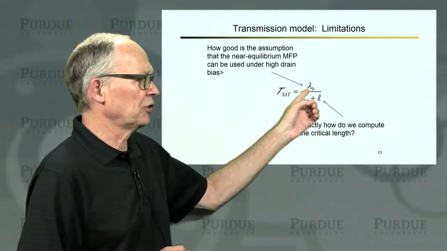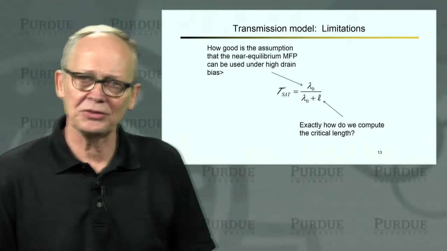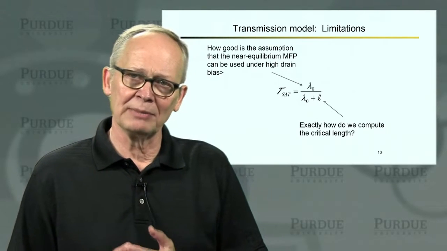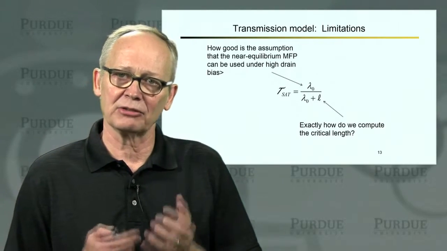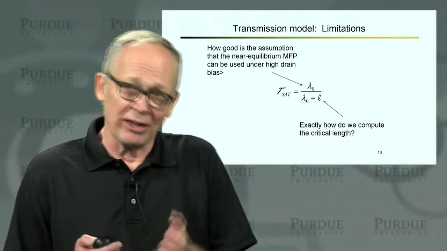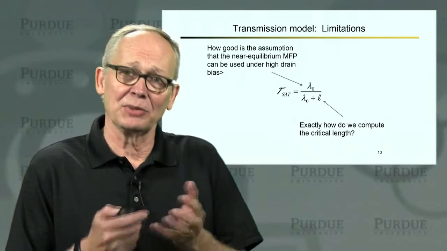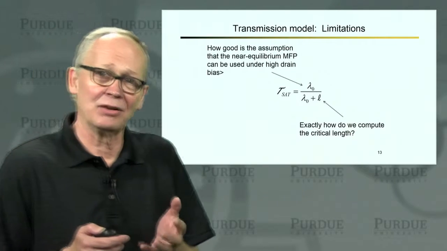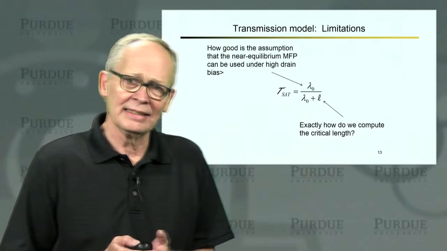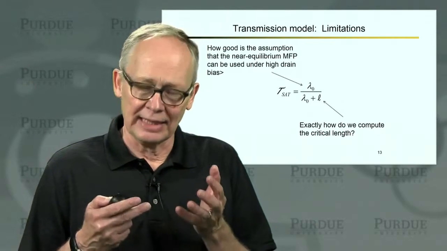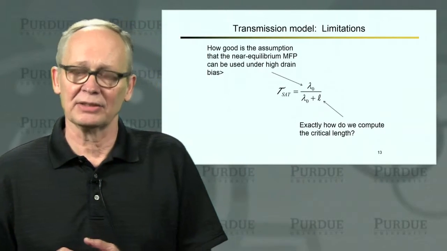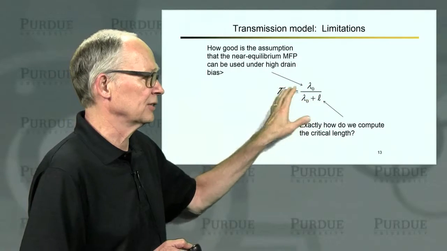How good is our assumption that even under high bias, where we're very far from equilibrium, that we can still use the near equilibrium mean free path to describe the transmission? We argued that at the beginning of the channel, we're still near equilibrium, but exactly how close are we and how good is this? This is something that we need to go to the physically detailed simulations to answer. There have been a number of detailed studies that have addressed these concerns.